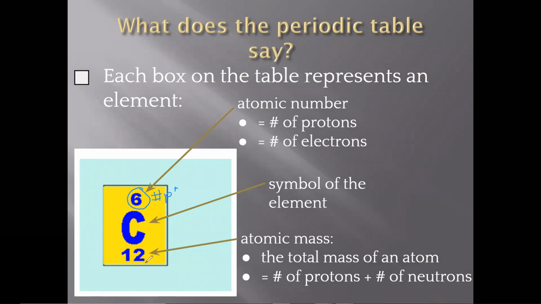Then down at the bottom, you're going to have something called an atomic mass or a mass number. Now, this number is the total mass of your atom, or your number of protons plus your number of neutrons. Now, remember that these on the periodic table are an average atomic mass, so they're not always going to be that super clean number. So if you're going to do any calculations with these, you're going to need to round to the nearest whole number.